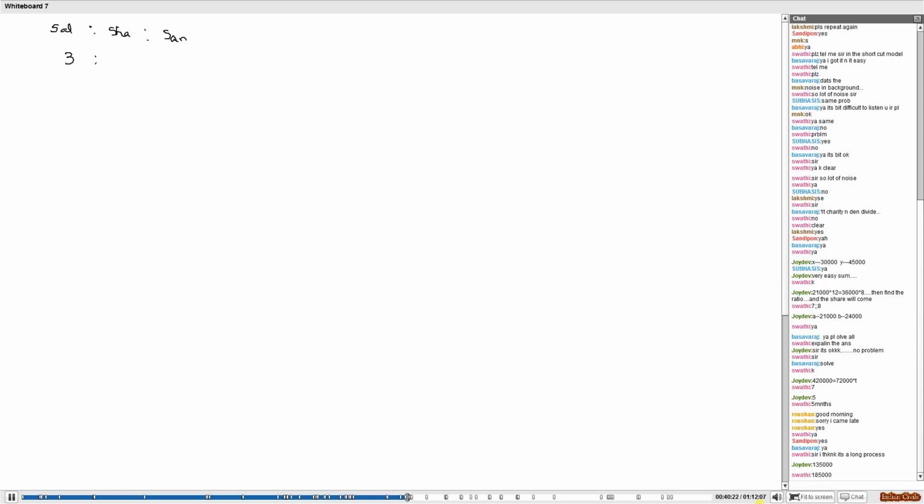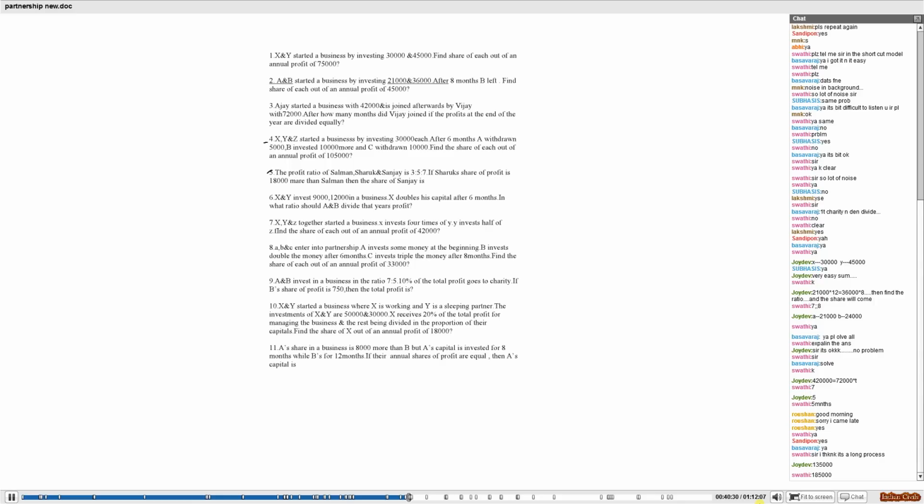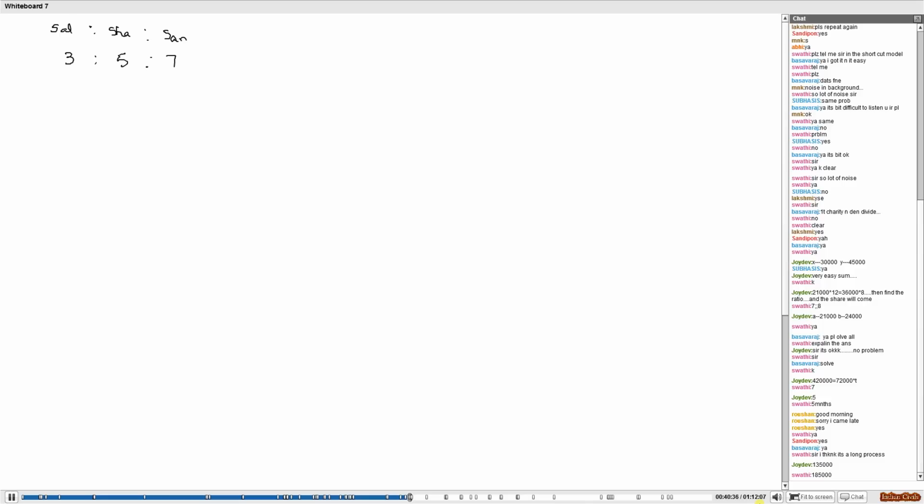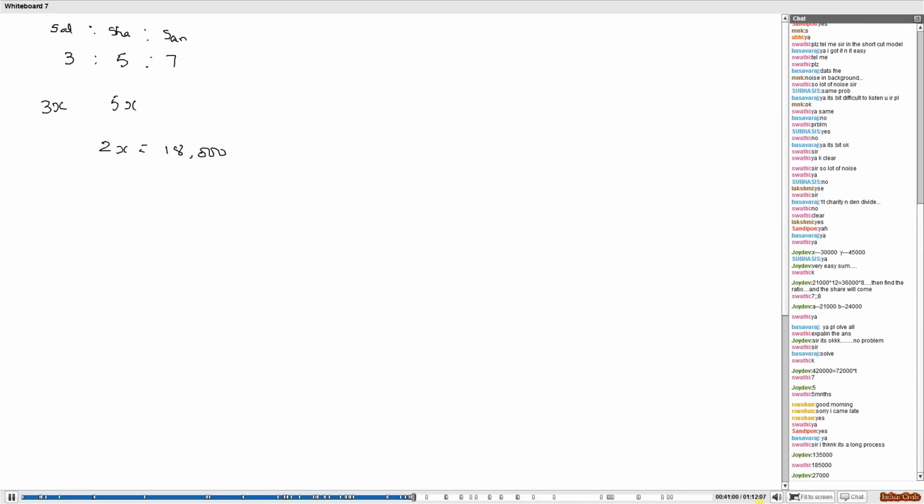Look, their profit ratio is 3 is to 5 is to 7, right? He said Shahrukh's share of profit is 18,000 rupees more than Salman. Let us take Shahrukh got 5x and Salman got 3x. Shahrukh got 18,000 rupees more than Salman, so can I say that 2x is equal to 18,000? If Salman got, let us take 30 rupees, Shahrukh will get 50.